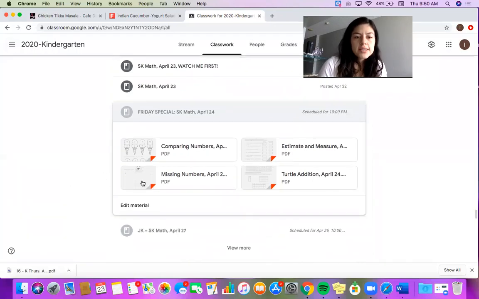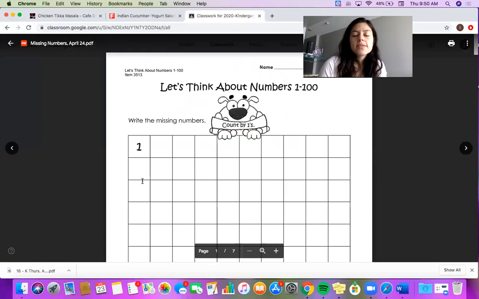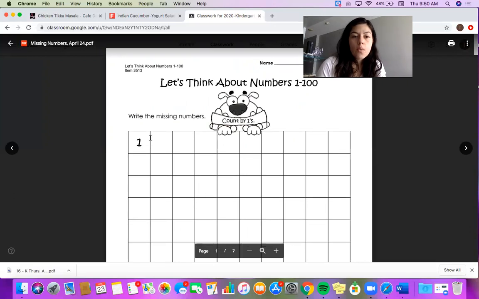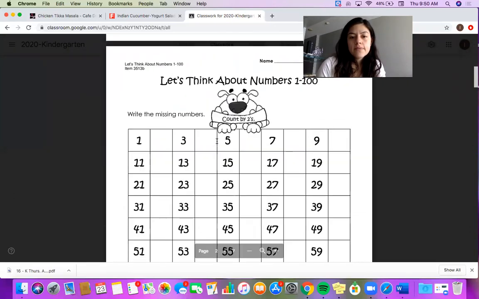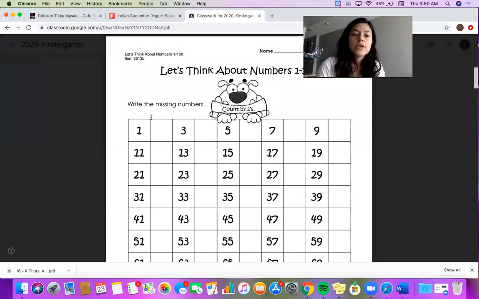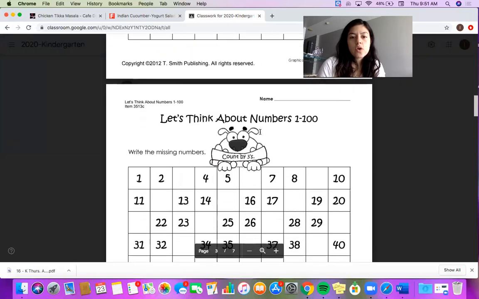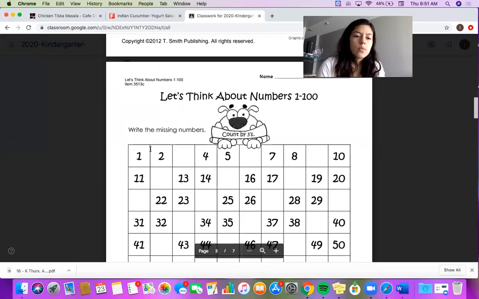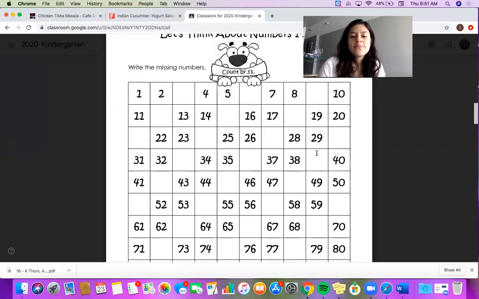Next worksheet, missing numbers. For this worksheet, you have some options. This one is going up by 1s. This one is going up by 2s, so it's every second number that's missing. 1, 2, 3, 4, 5, 6. Next one is going up by 3s. 1, 2, 3, 4, 5, 6, 7, 8, 9.